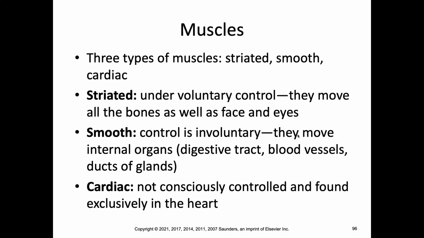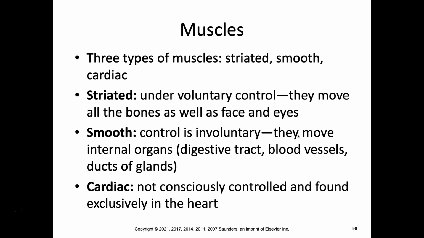All right, muscles. We're on to muscles. You have 3 types of muscles, and I'm going to pick on cardiac first because that's the easiest. So cardiac muscles are not consciously controlled, and they're found exclusively in the heart. They have that specific type of muscle tissue, and it's only in the heart.